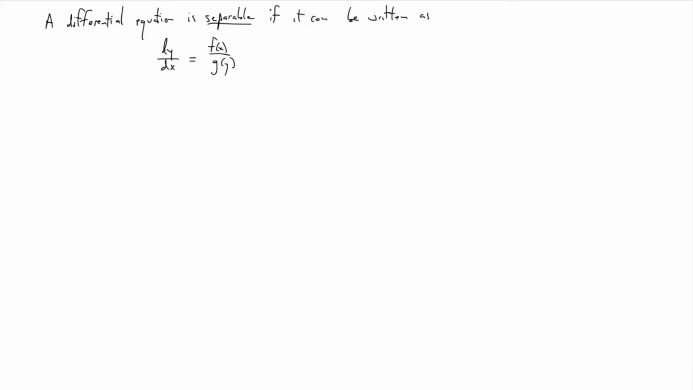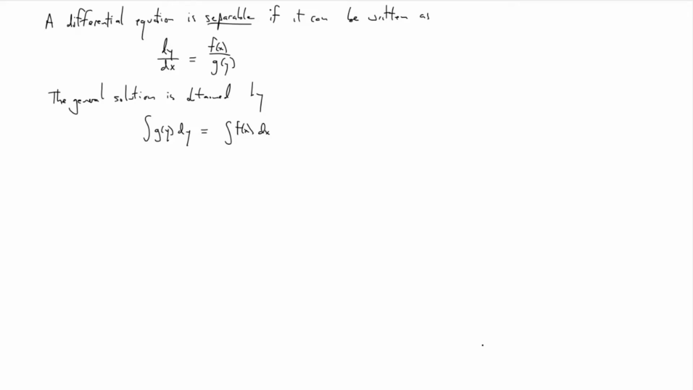separable differential equation. It's separable if you can write it as dy/dx is some function of x divided by some function of y. And how do we solve such a differential equation? Well, you multiply both sides by dx, you multiply both sides by g of y, and then you integrate. You get everything with the y's on one side, everything with the x's on the other side, and then you take the integrals of both sides and go from there. That will give the general solution to a separable differential equation.